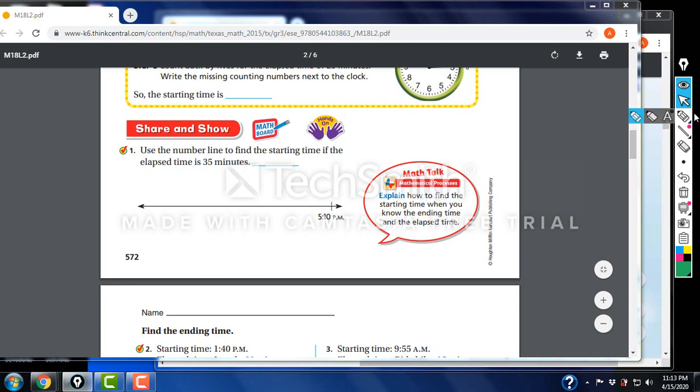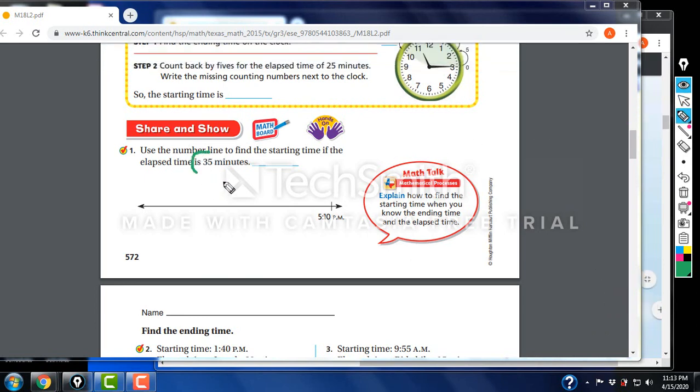I know the elapsed time is 35 minutes. So I'm going to go backwards 35 minutes. So if I start at 5:10, I want to get back to the original time of 5 o'clock. So that's 10. Now everything that I go backwards is going to go to 4 o'clock, right? Because I've already done 10. So if I subtract 10 from my 35, I have 25 more minutes to count backwards.